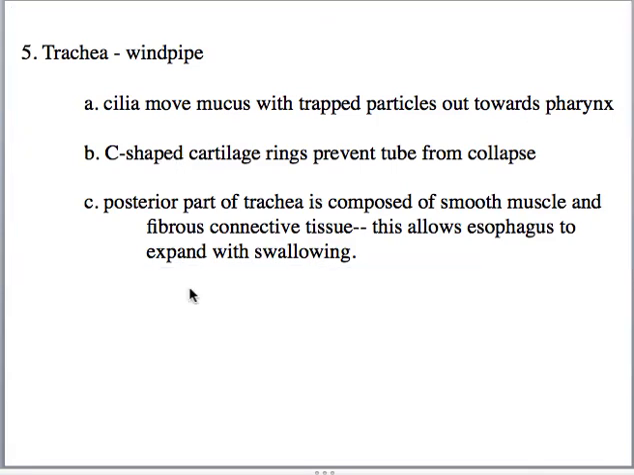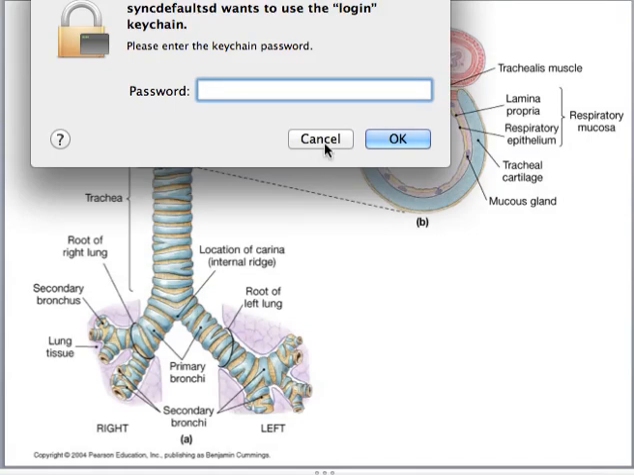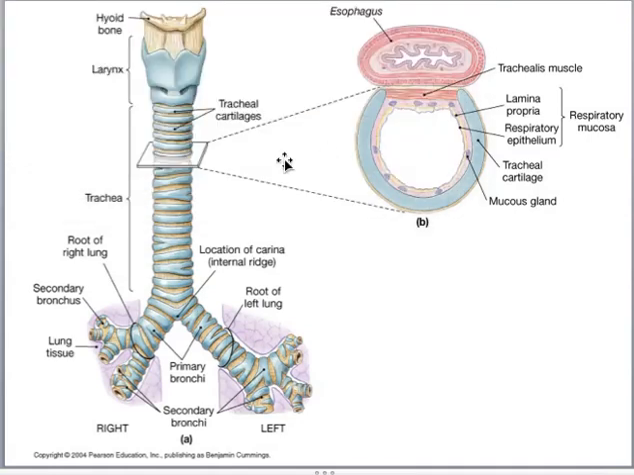Let's go to the next image. This is just showing you again the trachea, and we'll learn about this in the lab, where we have the branching on the right and the left side. These first set of branches are called the primary bronchi that branch off the trachea. So the trachea, primary bronchi, and then they branch into further branches that are called the secondary bronchi.